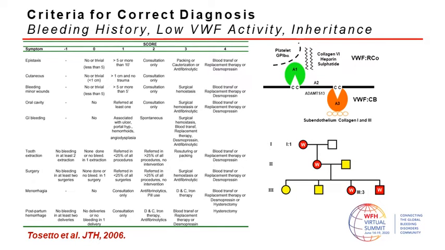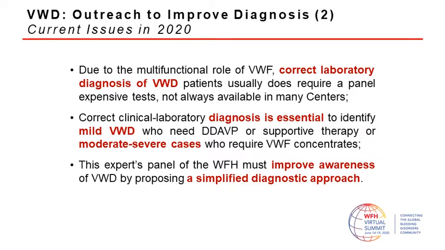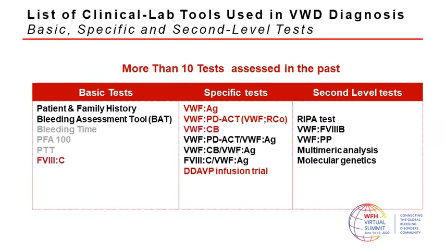Next slide. If we want to assess specifically, we need to propose more than 10 tests, as we did in the past: a basic test, a specific test, and second level tests. I emphasize in red what I believe are the most important, and in the next few slides I will try to demonstrate that the classification of VWD, based on at least 7 tests, can certainly be simplified, because all these tests are not always needed.